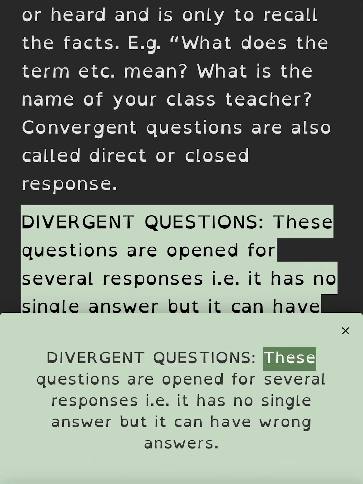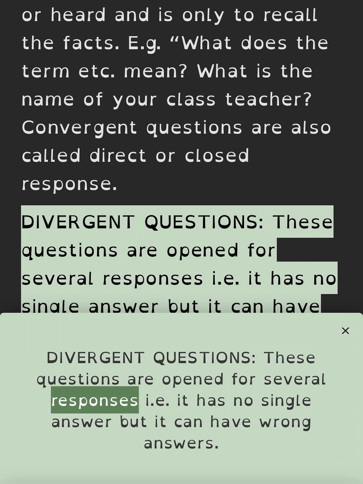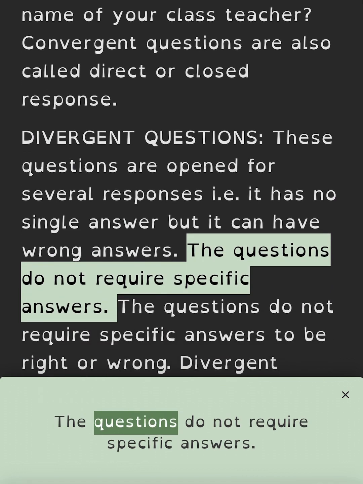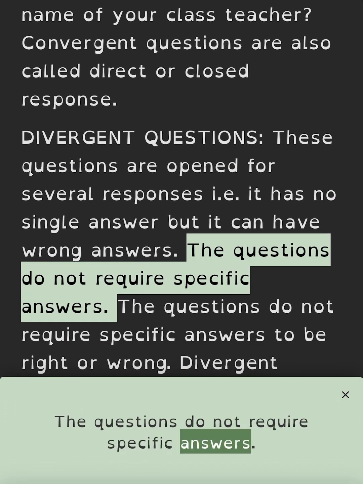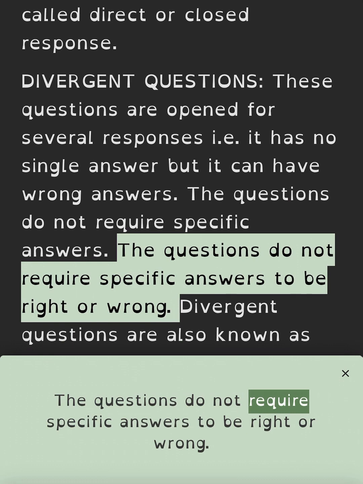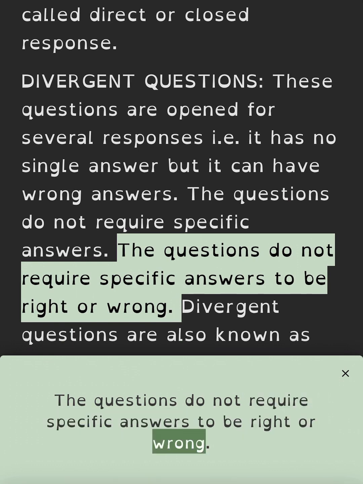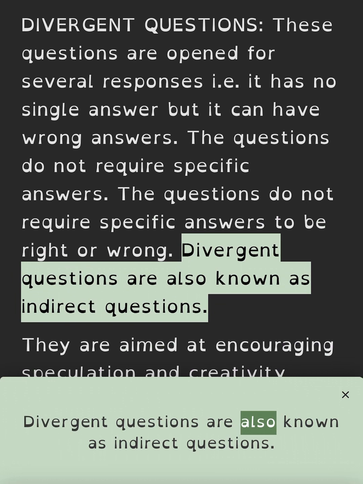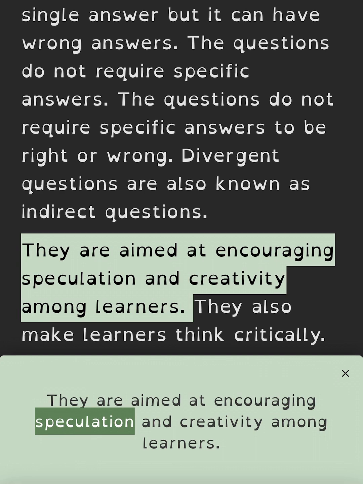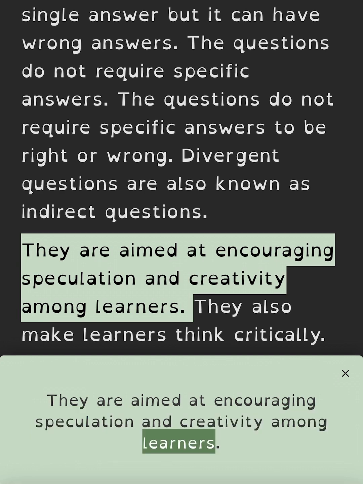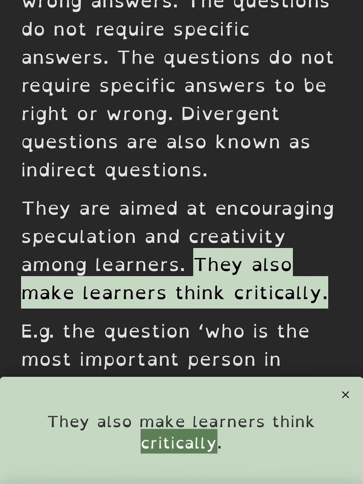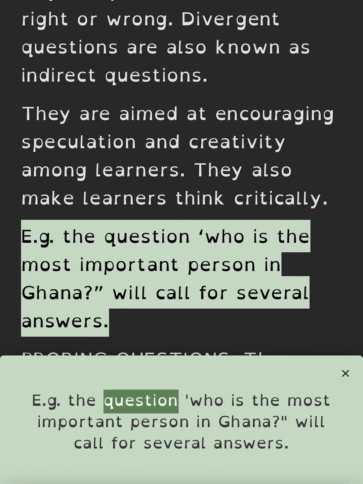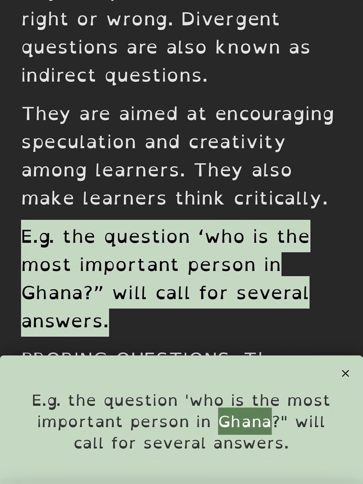Divergent questions. These questions are open for several responses, that is, they have no single answer, but they can have wrong answers. The questions do not require specific answers to be right or wrong. Divergent questions are also known as indirect questions. They are aimed at encouraging speculation and creativity among learners. They also make learners think critically. For example, the question, "Who is the most important person in Ghana?" will call for several answers.